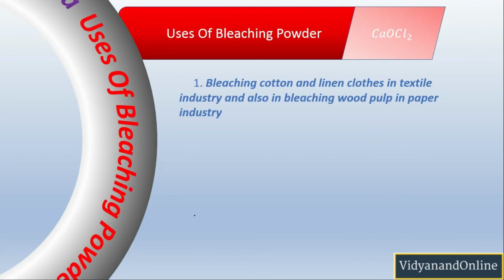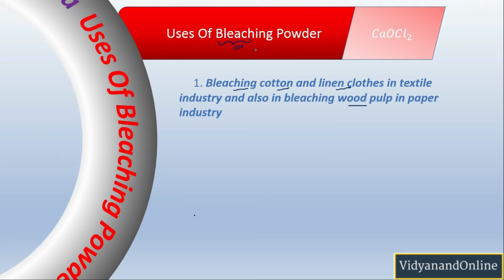Now let us see the uses of bleaching powder. One of the most important uses of bleaching powder is that it is used to bleach cotton and linen clothes in the textile industry, and also in bleaching the wood pulp in the paper industry, right? So what is the literal meaning of bleach? Bleach means to decolorize something, or to remove color from something, or to make it lighter than what it was.